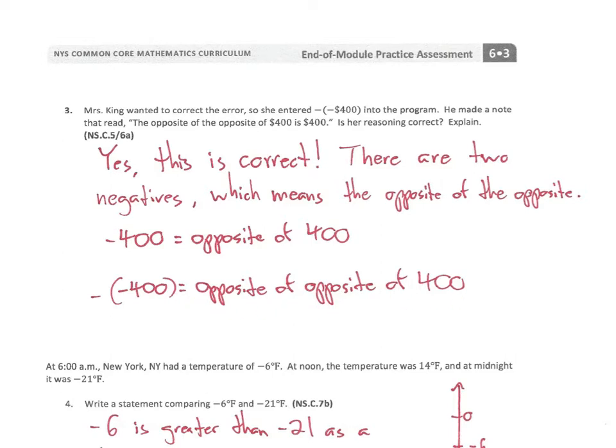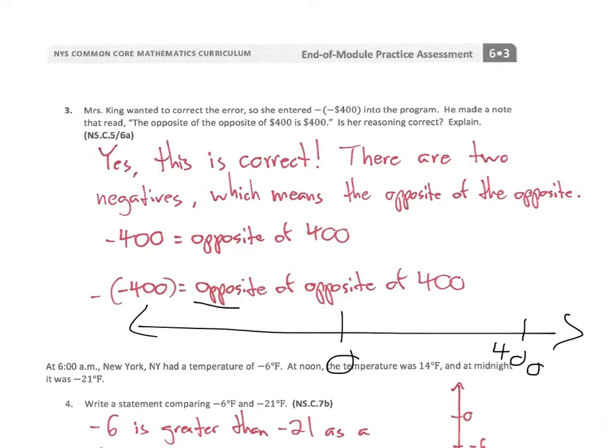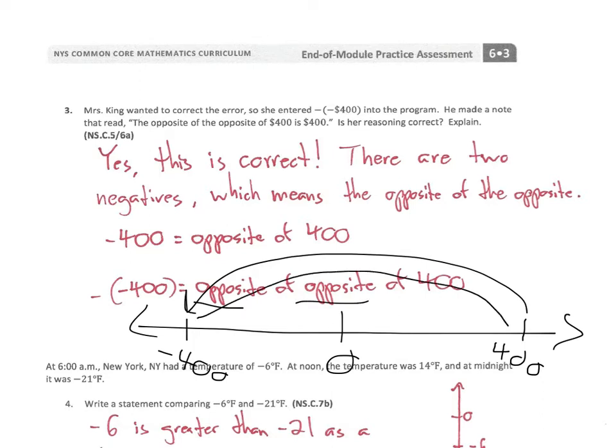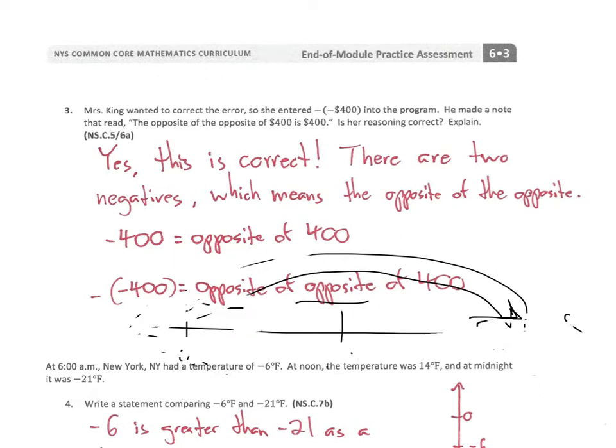And we can actually think of that on a number line. Here's my number line, 0. If I have 400 out here, well, what is the opposite of it? The opposite would be negative 400, right? And then the opposite of that would be going back to 400. So the opposite of the opposite is itself. So that all makes sense. Let me erase this a little bit so we can see the bottom. And moving on to the next one.